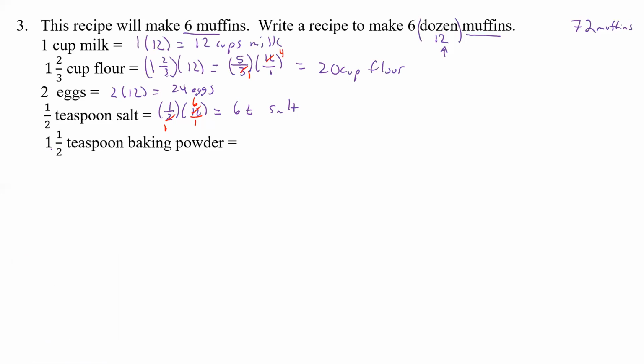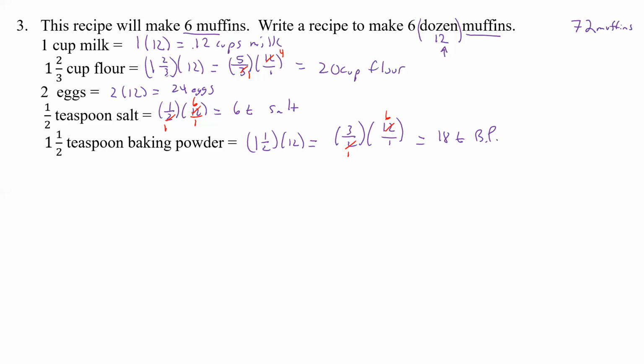And then our final one here, 1½ teaspoons of baking powder. So we're going to take 1½ times 12. And so that's going to be 2 times 1 is 2, plus 1 is 3/2, times, again, put it as a fraction. So now what do we get? Well, 2 goes in here once, 2 goes in here 6 times. So now we have 3 times 6, which is 18, and we have teaspoons of baking powder, okay?